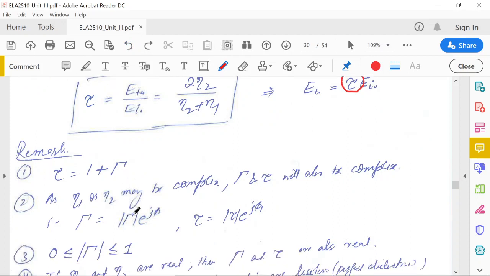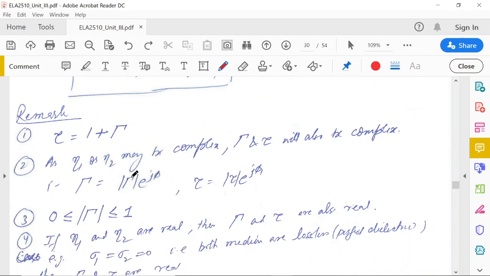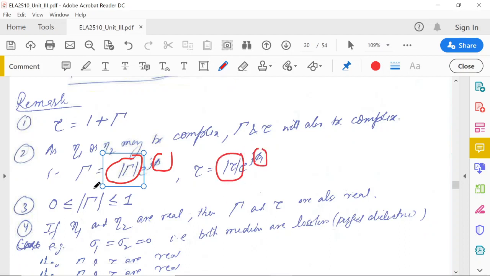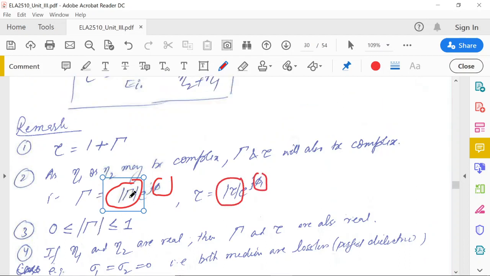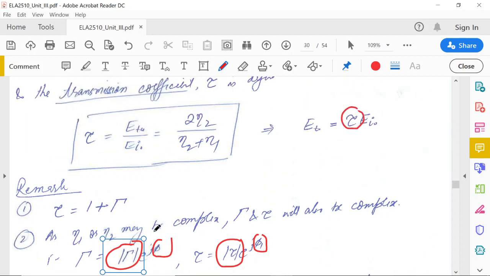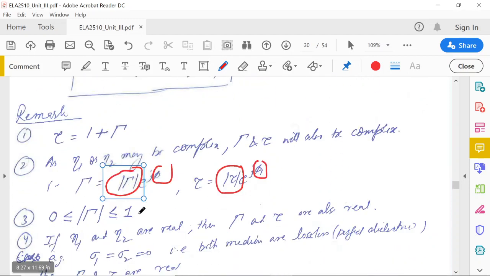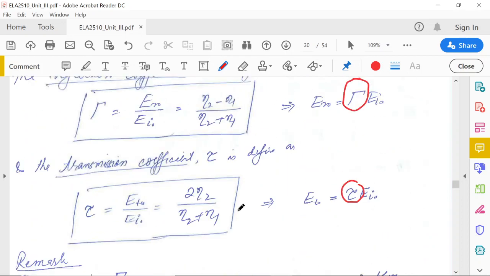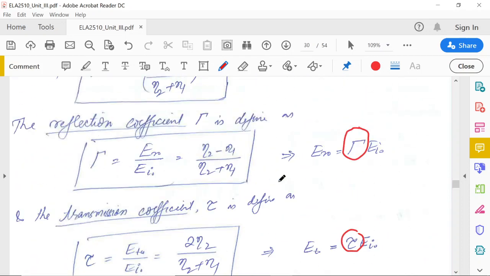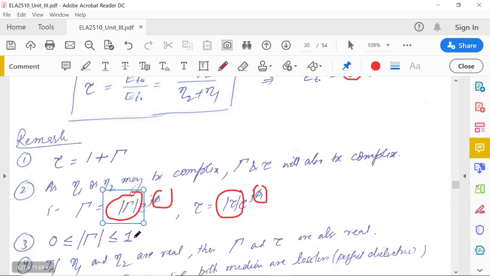Now, eta 1 or eta 2 may be complex. So this gamma and tau will also be complex. So it will have some magnitude and it will have some phase. Similarly, it will have some magnitude and some phase. And you can say the magnitude of this reflection coefficient ranges from 0 to 1.